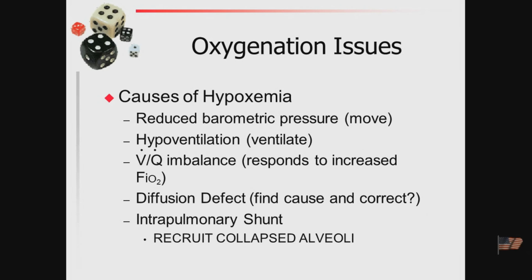VQ imbalance responds very well to oxygen levels being increased. Diffusion defect usually is just temporary because of widening of that gradient. If it's permanent, there's not much you can do about it. And the big one is the development of an intrapulmonary shunt, where you need to reinflate those alveoli somehow or other.